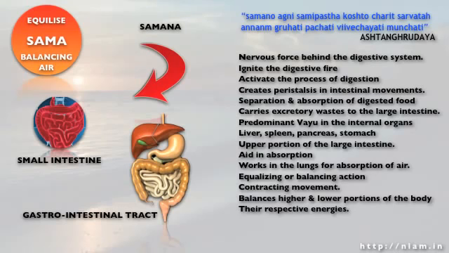When impaired, it causes a lack of appetite or nervous indigestion. It functions in all organs to aid in absorption, and in this regard also works in the lungs to help with the absorption of air. Samana mainly has an equalizing or balancing action and a contracting movement. It balances the higher and lower portions of the body and their respective energies. It balances the inner and outer and the upper and lower parts of the body in the process of digestion. As it aids in assimilation and increase of energy, it has some ascending action.